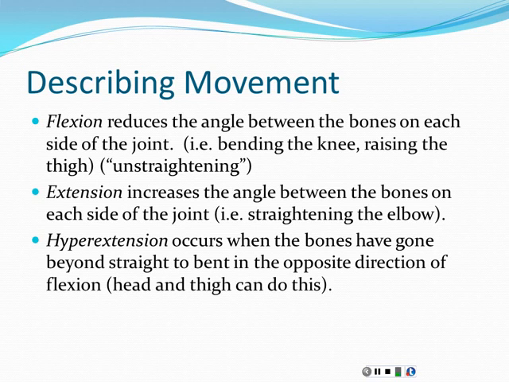So, for example, when we go from a straight arm to a bent arm, that's flexion because we're reducing the angle between those two bones. Extension is the opposite. Extension is increasing that angle up to 180 degrees.